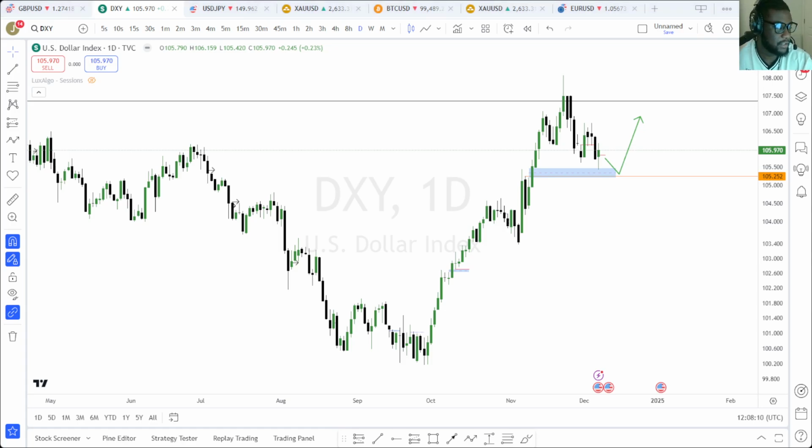Looking at the economic calendar, we've got CPI on Wednesday, initial jobless claims and PPI on Thursday to look out for the US dollar. All right, let's take a look at gold.